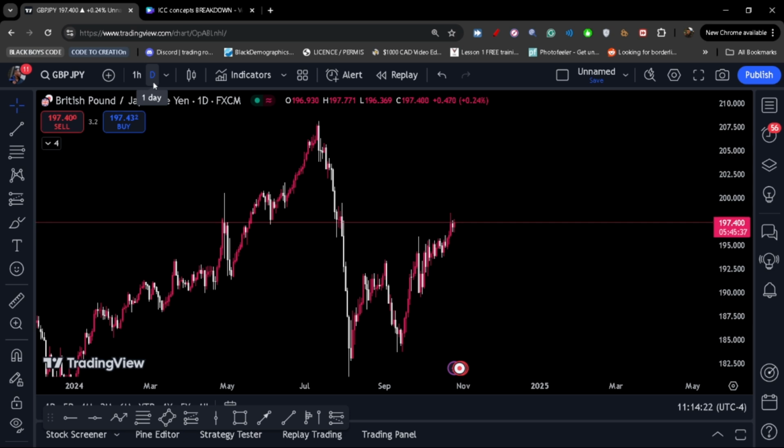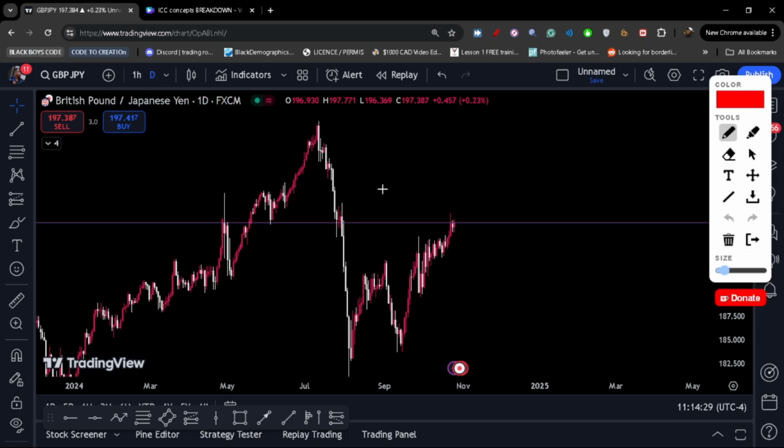I'm literally not complicating this for you guys. You feel me? So the first step is to go to the daily time frame and mark your area of interest. Essentially, guys, your area of interest just means where you see price breaking and retesting. Where do you notice that price has broken and retested a lot of times? What area have you seen? It's really that simple.